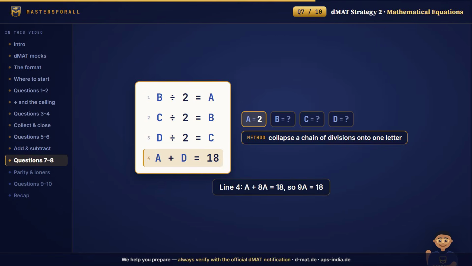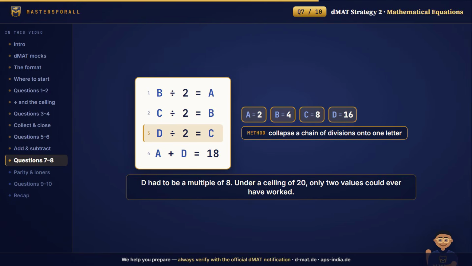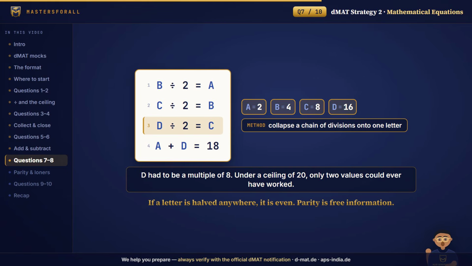So line 4 becomes A plus 8A equals 18. 9A is 18 and A is 2. So B is 4, C is 8, and D is 16. And notice, D had to be a multiple of 8. In a range that stops at 20, there were only two possibilities in the whole problem. Odd and even is free information. It costs you nothing and it kills half the wrong answers.